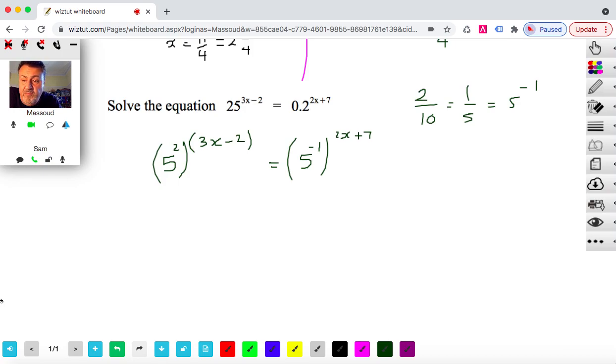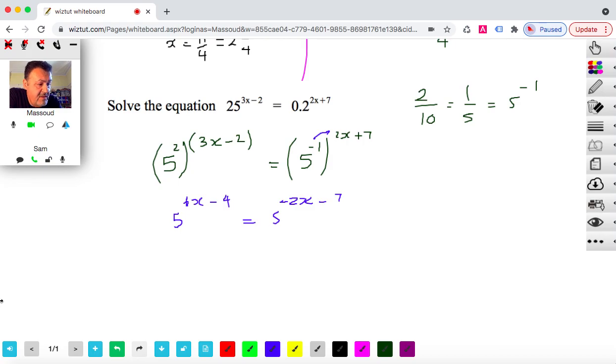in the same base. So this would be 5 to the power of 6x minus 4 equal to 5 to the power of minus 2x. So I'm multiplying the powers outside the bracket and inside the bracket. So minus 1 times that gives you minus 2x, and minus 1 times 7 gives you minus 7.